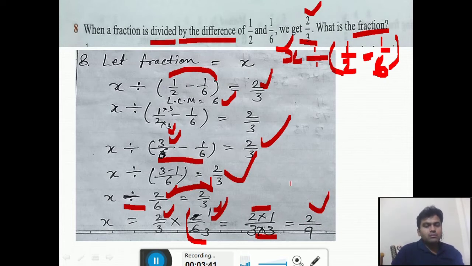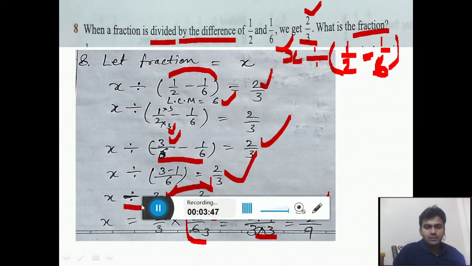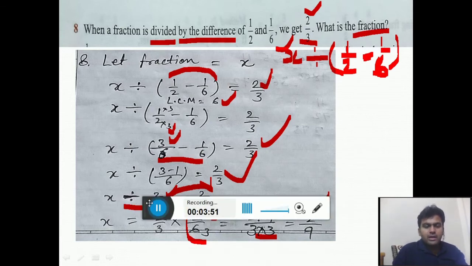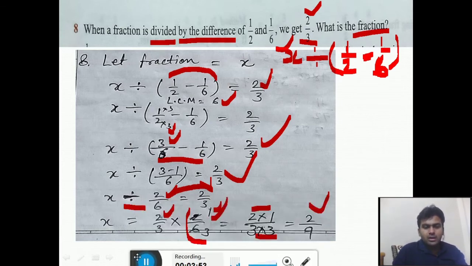So make your notes, complete your copy and solve more and more questions of the examples, and try to solve the examples which are given in the book.